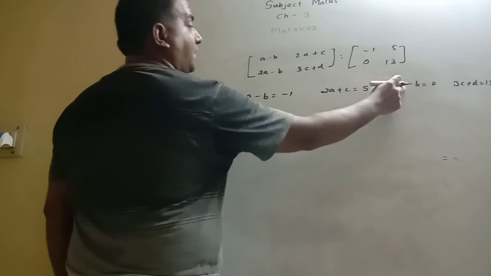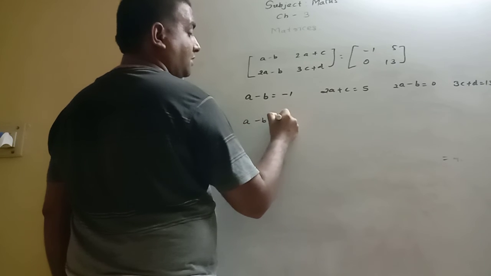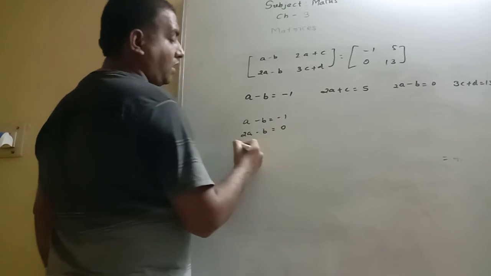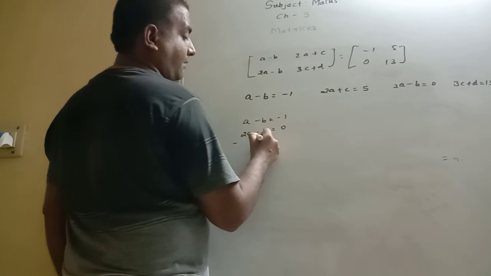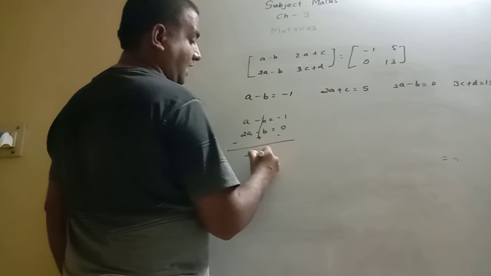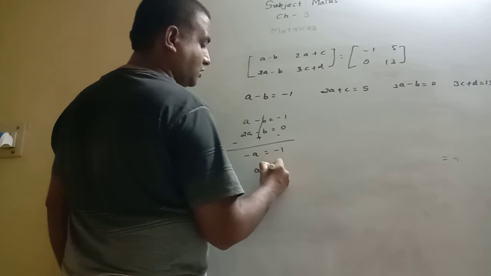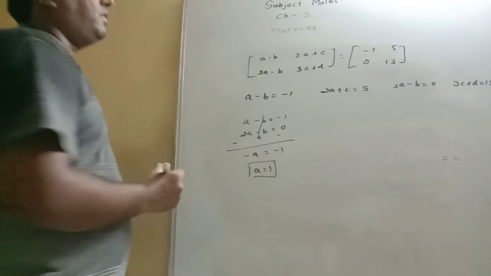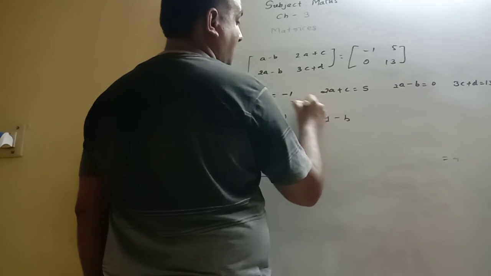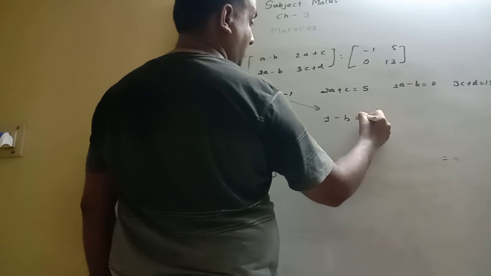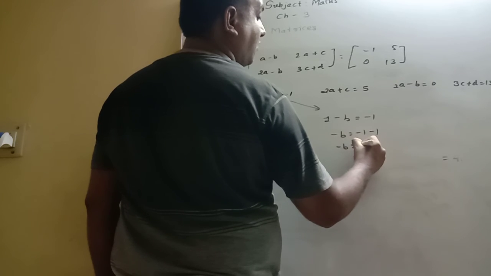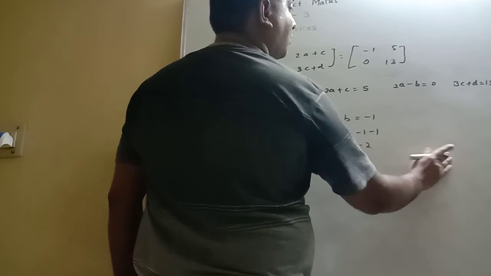So here A minus B and 2A minus B are the same variables, a linear equation in two variables, so we solve them. Then by subtracting them we get minus A equals to minus 1. So A equals to 1. A equals to 1, we substitute in this equation, then 1 minus B equals to minus 1. So minus B equals to minus 1 minus 1. So minus B equals to minus 2. So B equals to 2.